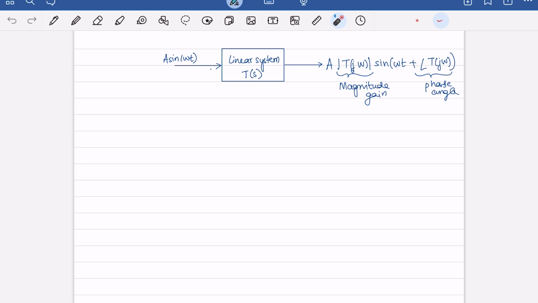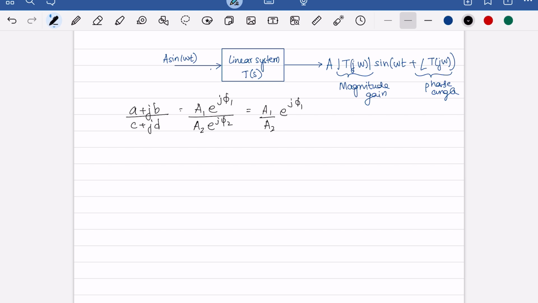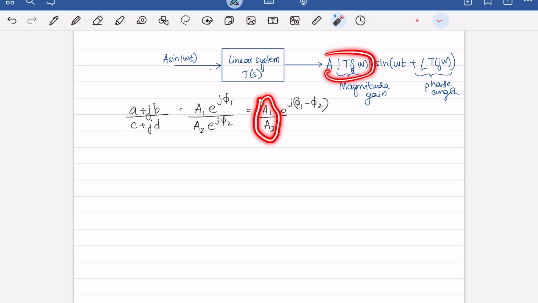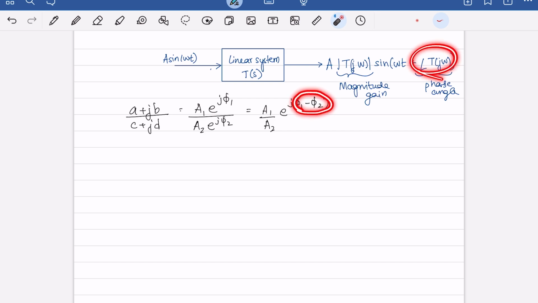This phase angle difference is also obtained by using the transfer function, substituting j omega, and looking at it in the phasor representation so that we can obtain the angle difference. As a reminder, if you have two complex numbers and you're taking the ratio between them, a plus jb divided by c plus jd, we're converting this to a1 e to the power j phi 1 divided by a2 e to the power j phi 2. This gives us the advantage of quickly computing the ratio: a1 over a2 e to the power j (phi 1 minus phi 2). If this was a transfer function, this would be the magnitude gain, and this effectively is your phase angle.